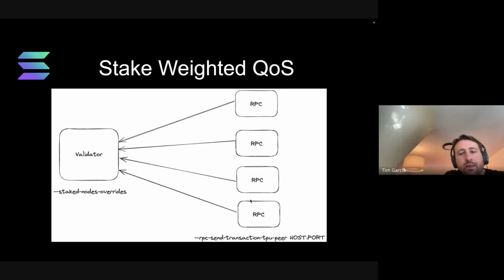So the general idea is that RPC operators, once they're given access, will take advantage of this validator's staked connections using this RPC send transaction TPU peer flag. The transactions that are sent by that RPC node get sent to that validator, which then forwards the transaction to the leader using the stake connection. And it might be a little more clear once I get into these two flags.